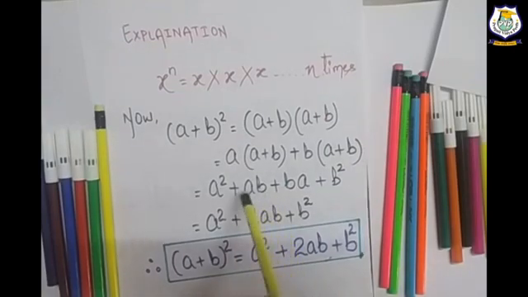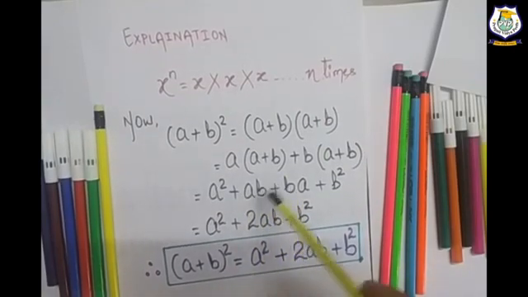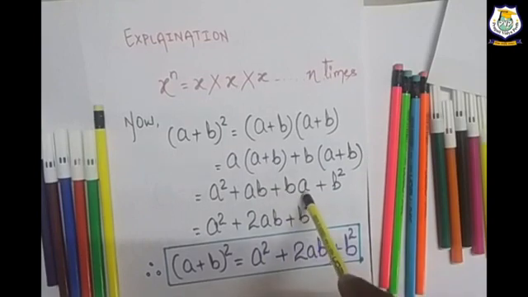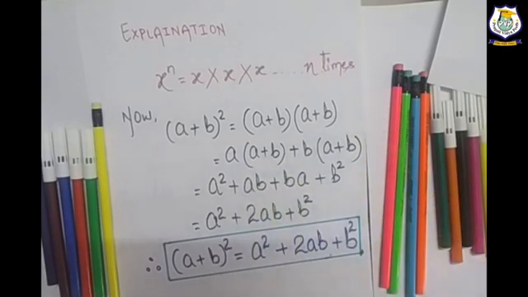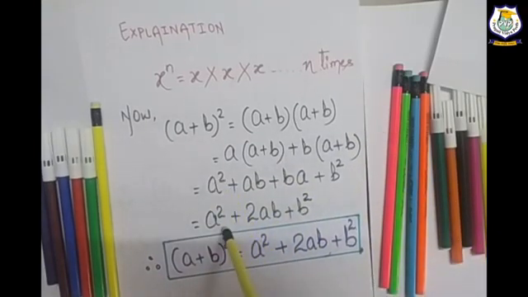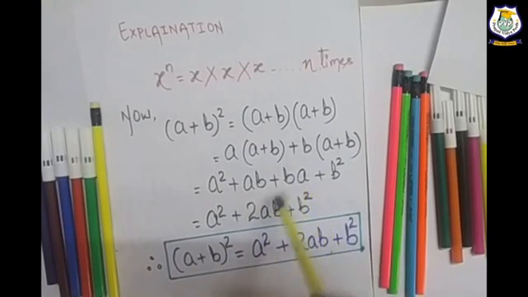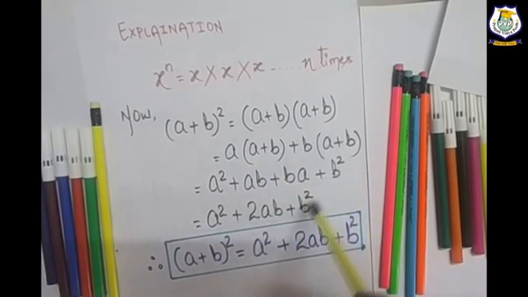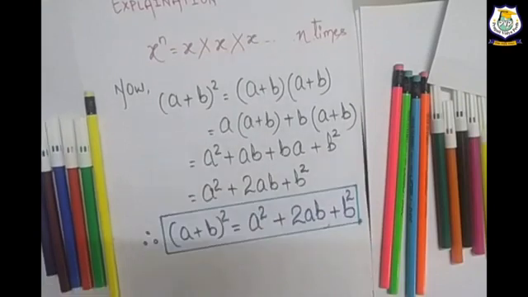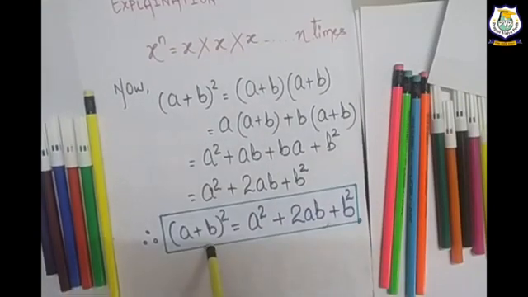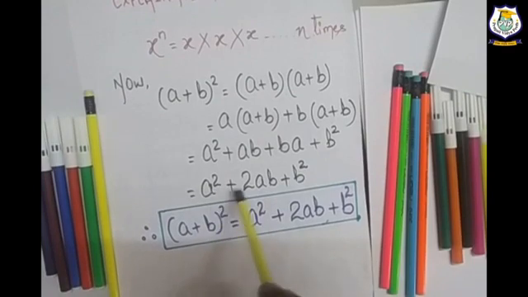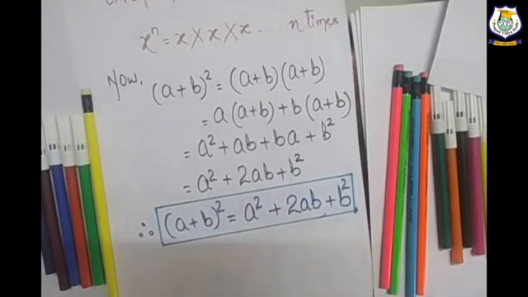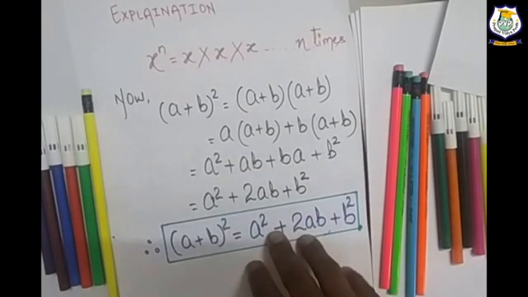Remember that plus ab or plus ba, it doesn't matter. Both are the same terms. That's why a square is there, ab plus ba gives plus 2ab, and b square is there. So what we got is the first basic identity, that is a plus b whole square equals a square plus 2ab plus b square. This is how it comes. This is the first identity.